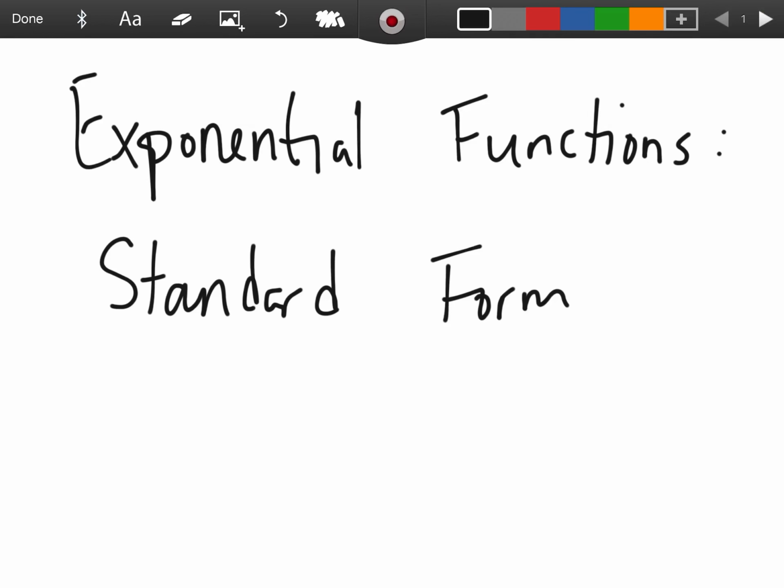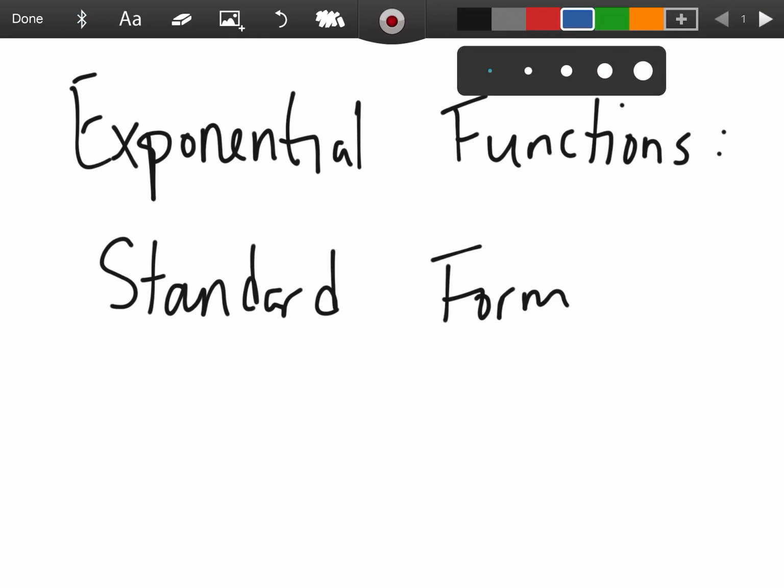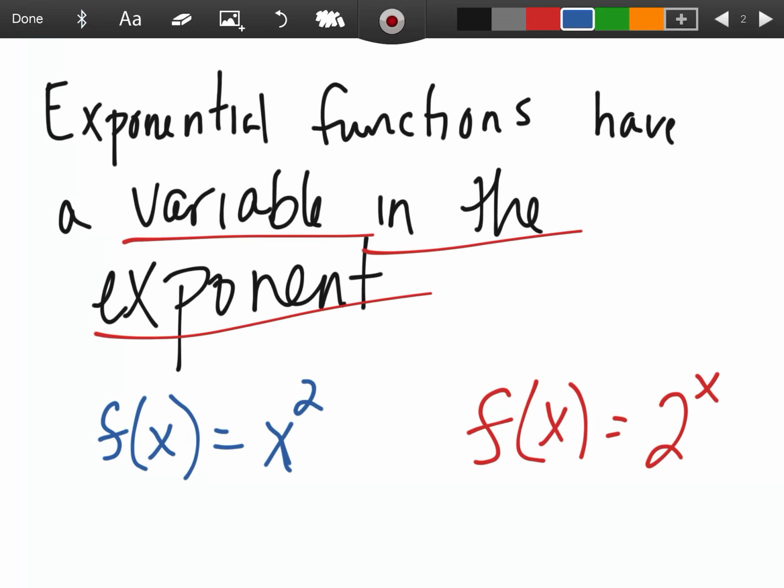All right, in this video, we are going to be taking a look at exponential functions and more specifically, just the standard form of exponential functions. All right, so exponential functions, the easiest way to describe them when we're looking at the formula for an exponential function is that it has a variable in the exponent.